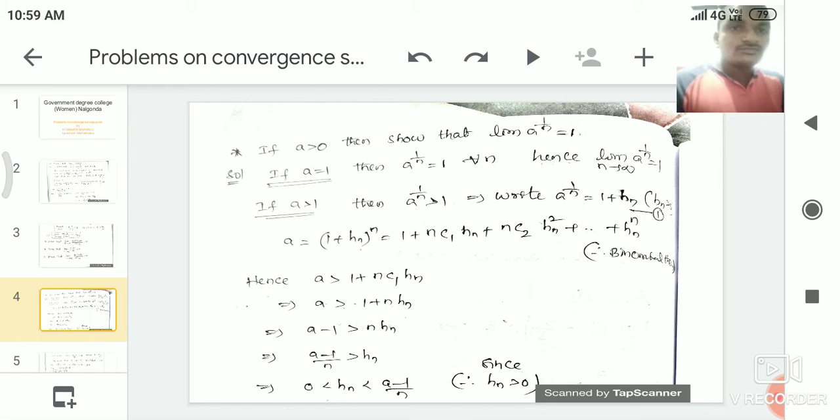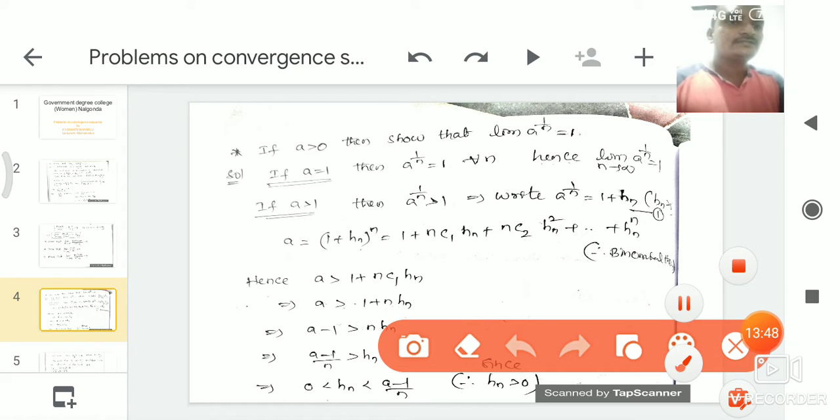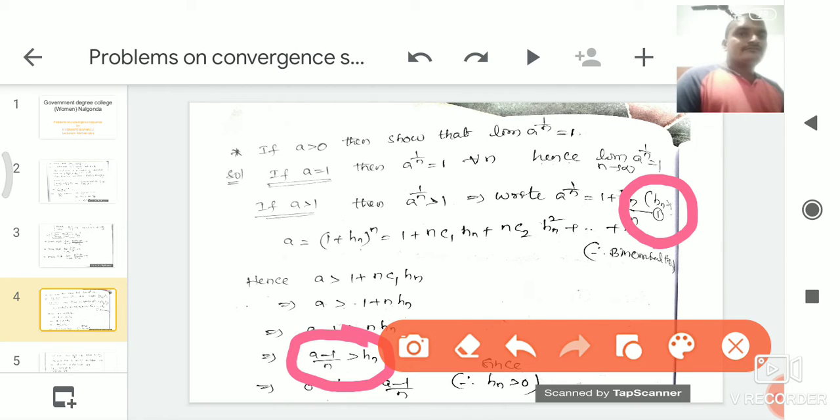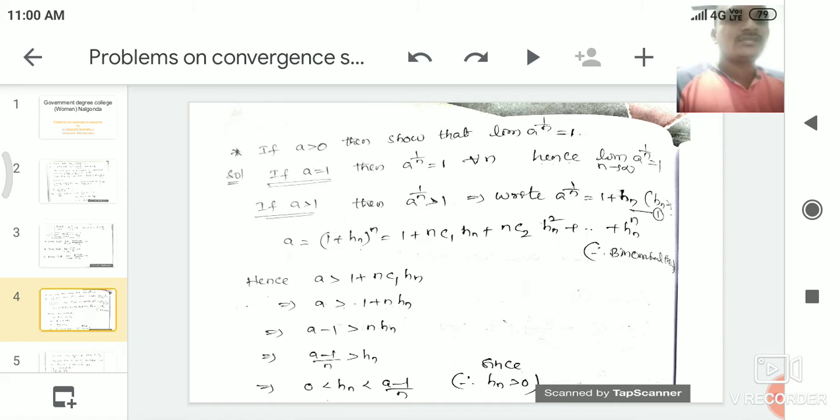This n also goes to the left hand side, so a minus 1 by n is greater than hn. Already hn is greater than 0, and hn is less than a minus 1 by n. Here we have two conditions: hn is greater than 0, and hn is less than a minus 1 by n. From these two conditions we write 0 less than hn less than a minus 1 by n.